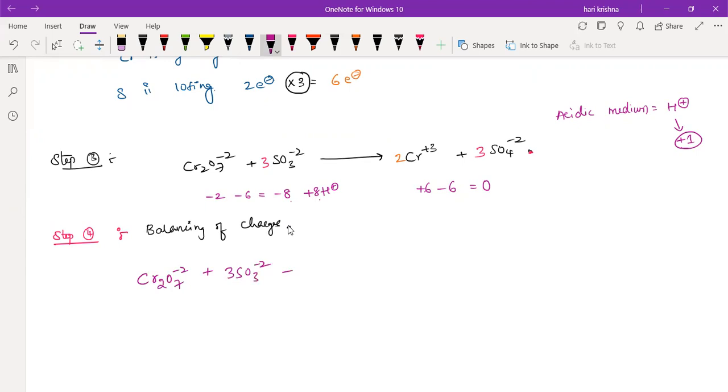3SO3 minus 2 plus 8H plus. We are adding 8H plus to balance the charge on both sides. That gives 2Cr plus 3 plus 3SO4 minus 2. Clear up to this? Yes, sir. Still, does anyone have doubts in this? Any doubts in this, you can ask me. I will explain to you once again.